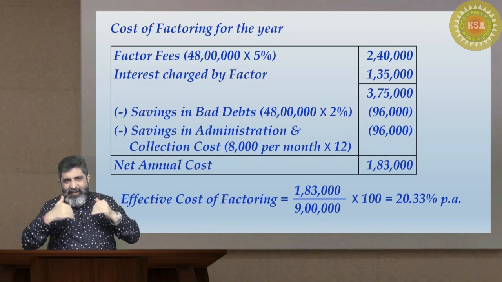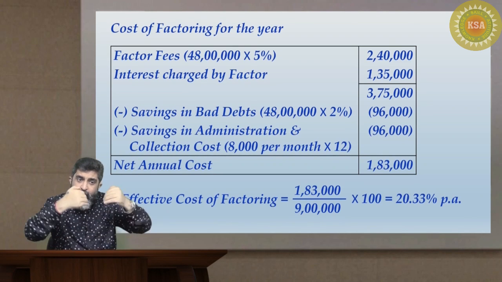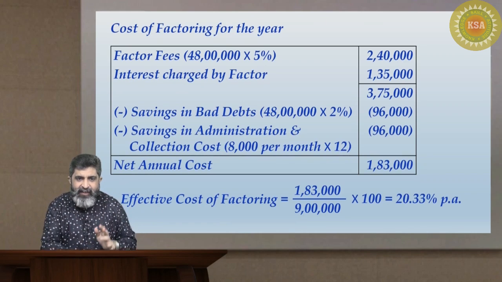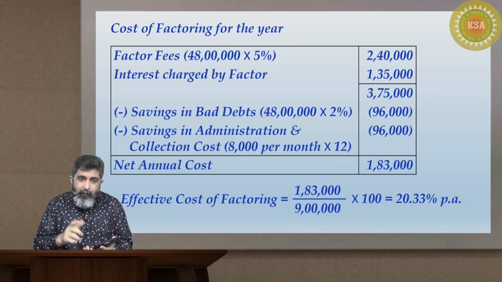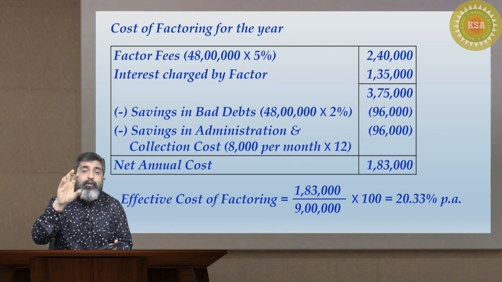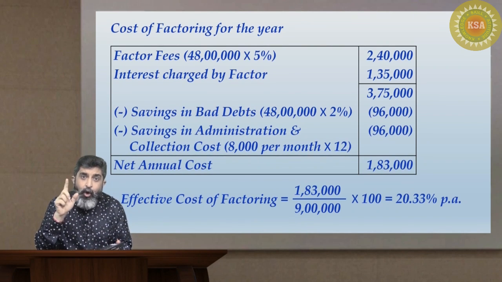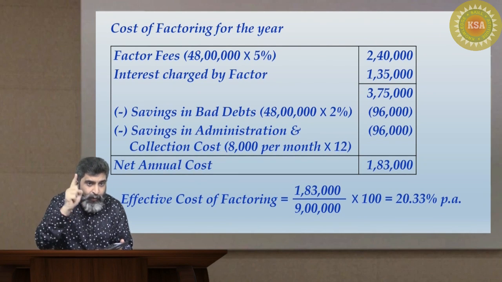Factor gave me 9 lakhs already. So 9 lakhs already I have received. Out of 12 lakhs I have already received 9 lakhs. Now factor will charge fees of 5%. 5% fees will be charged by factor on 12 lakhs, not 48 lakhs, 12 lakhs.